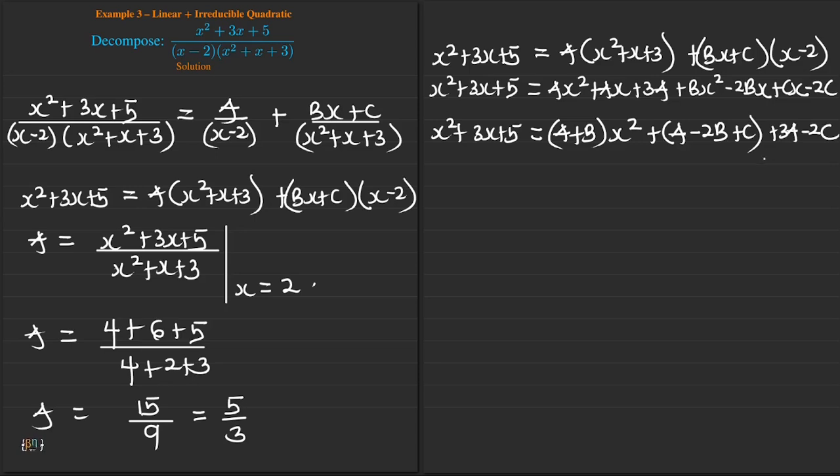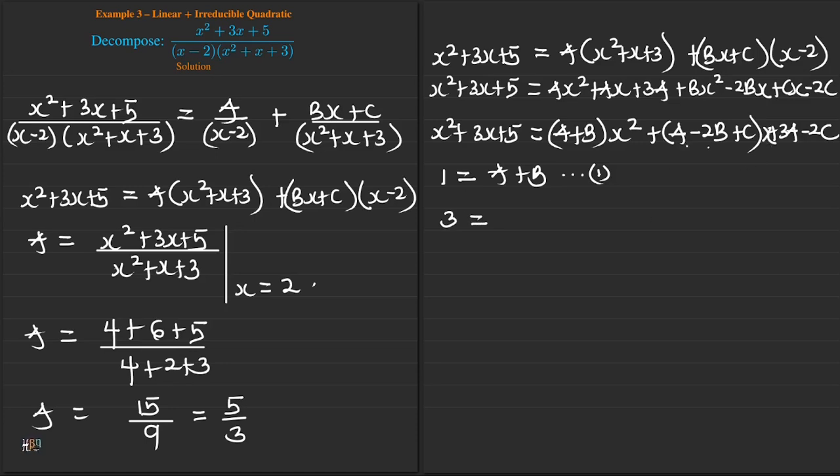We then equate the coefficients. So for the x squared, the coefficient of x squared here is 1. So it simply means 1 is equal to the coefficient of x squared over here, which is a plus b. This becomes our equation 1. Now for the x's, the coefficient of x is 3. So 3 equals the coefficient of x over here, which we refuse to write.